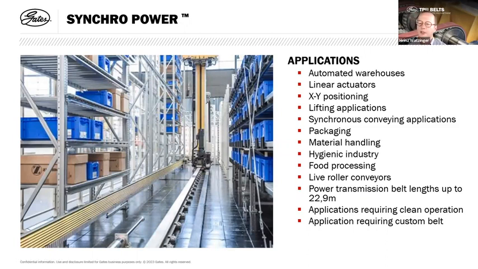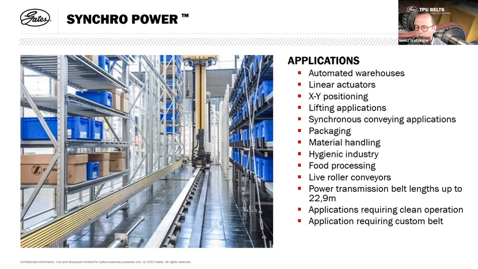The Synchro Power is a product line that falls under the TPU product line. Synchro Power belts are thermoplastic polyurethane belts coming in open end, meaning in open rolls up to 100 meters, or also truly endless in a length range from 120 millimeters to 22.9 meters. The material is very flexible to customize. It is used in a lot of different applications.